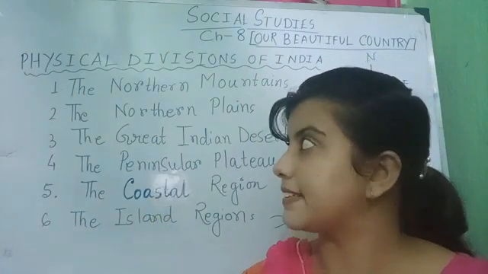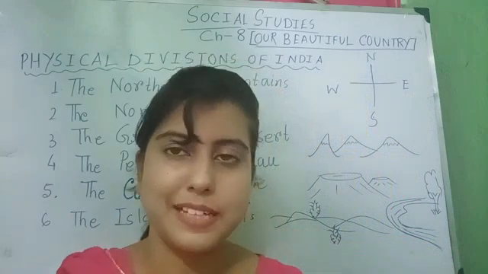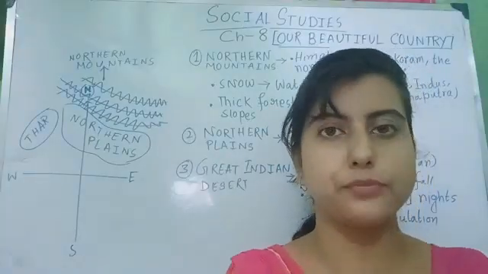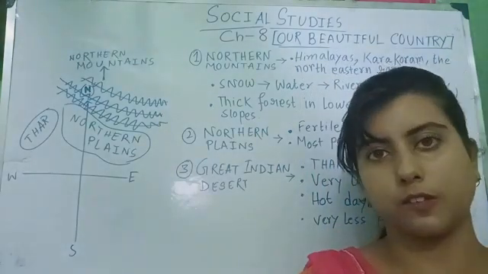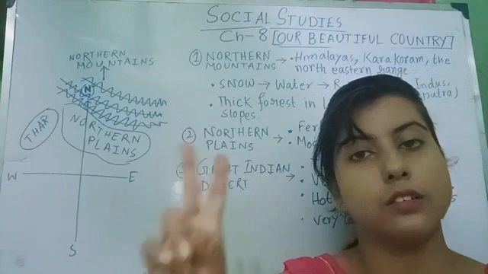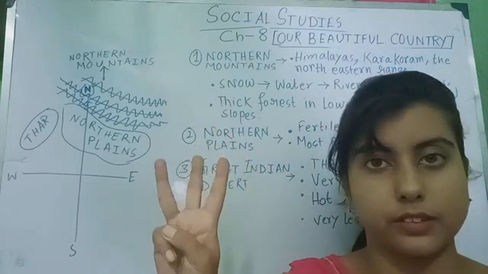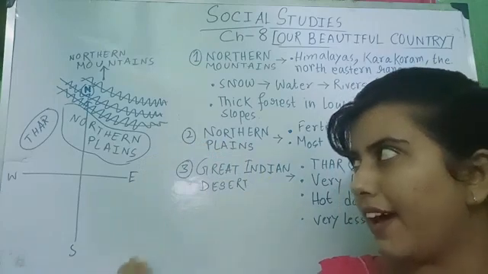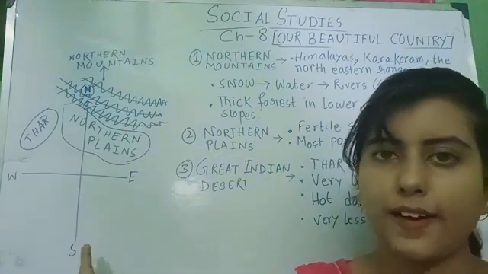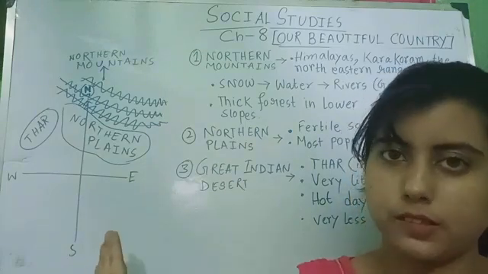Now in today's class, we are going to discuss some of them in detail. Now we will talk about the first 3 divisions. They are the northern mountains, the northern plains and the Great Indian Desert. Now children, I have drawn the direction-wise position of the three divisions.